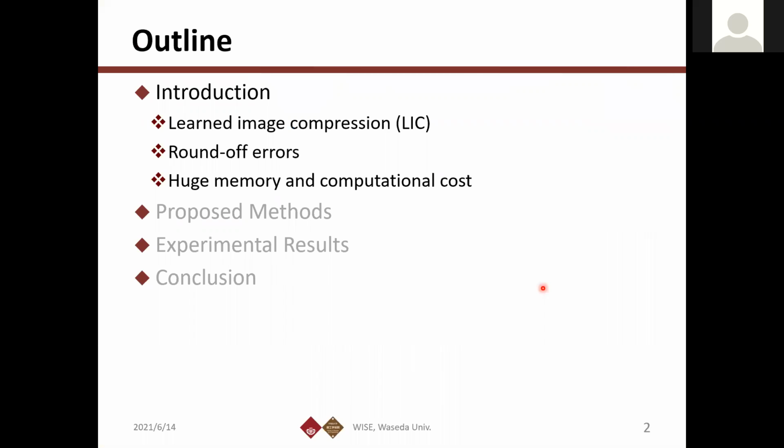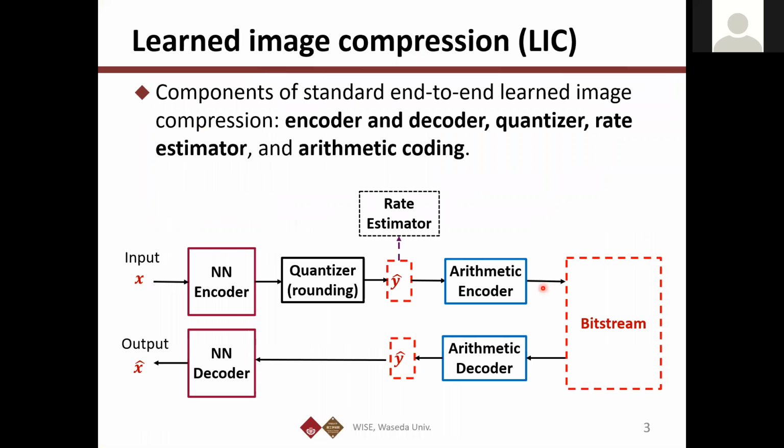So first is the introduction. Learned image compression, which we call LIC, is composed of several components. First we have a neural network encoder, which transforms the original input X, the original RGB image, to a latent code Y. Then we use a quantizer to generate the integer Y hat.